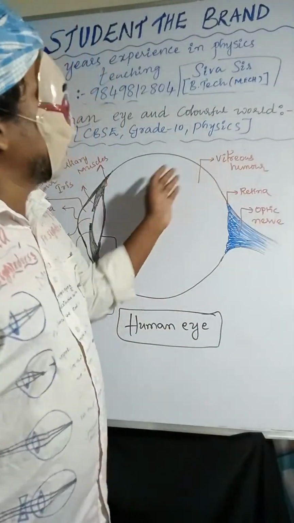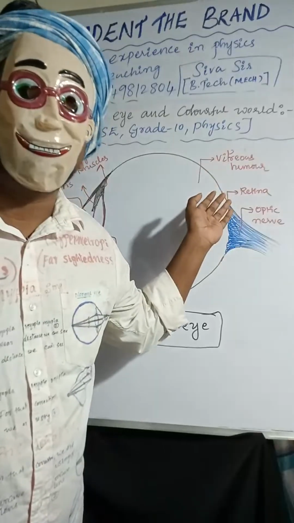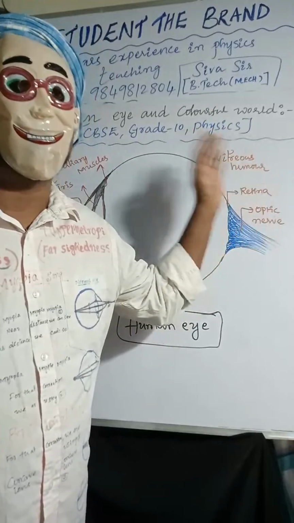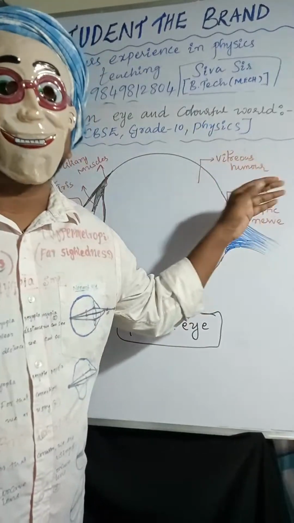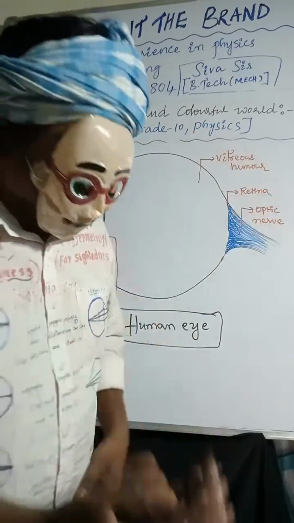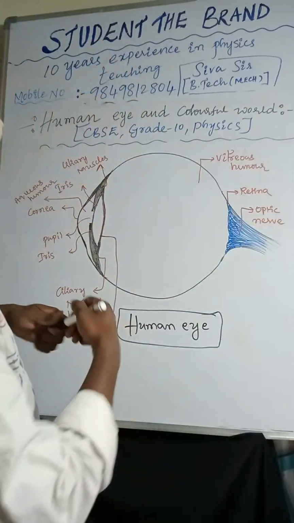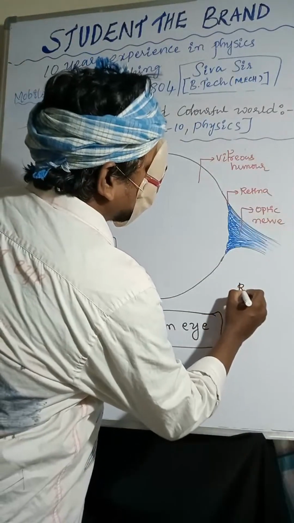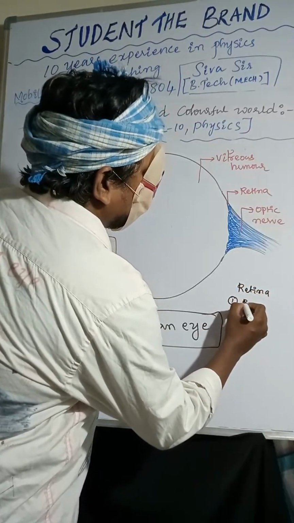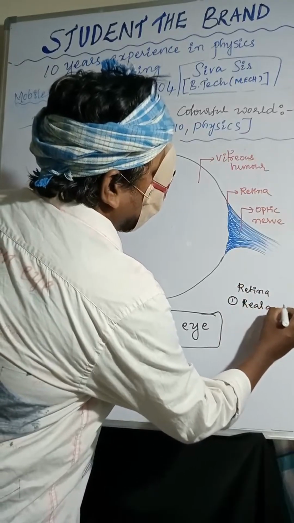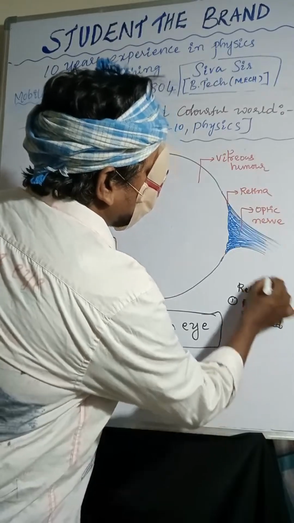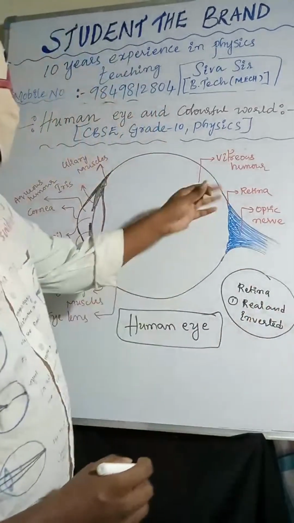And the retina is a light sensitive screen. Retina is a light sensitive screen where light rays will meet. Image will form. What type of image will form at the retina? Real and inverted. Real and inverted image will form at the retina.